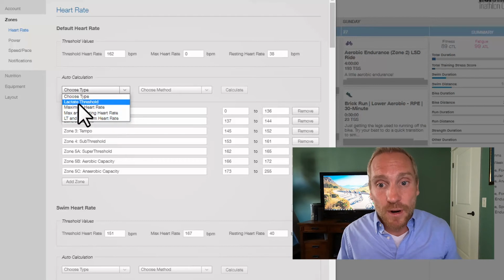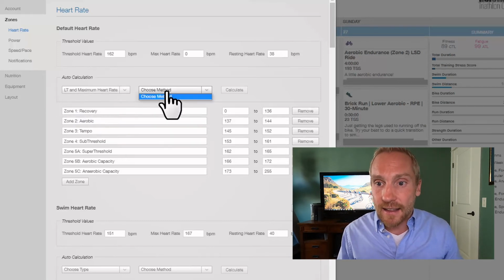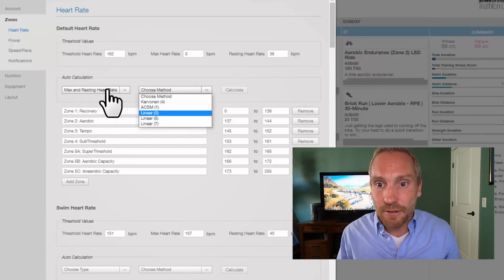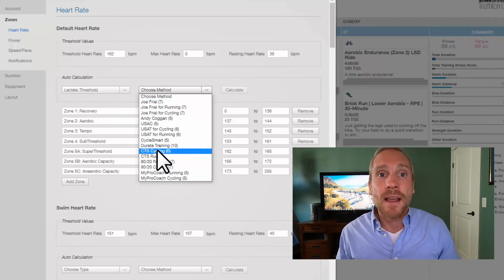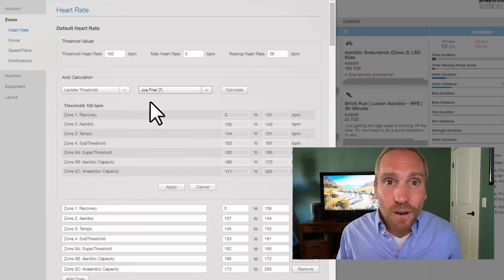But again, the majority of all tests, as you're going to see, even when you click on the drop downs, there's nothing to choose there. A couple to choose for max and resting. But when I choose lactic threshold, I have all these different metrics. Now, this is where I can say it gets a little bit confusing, but essentially, they're all very similar.